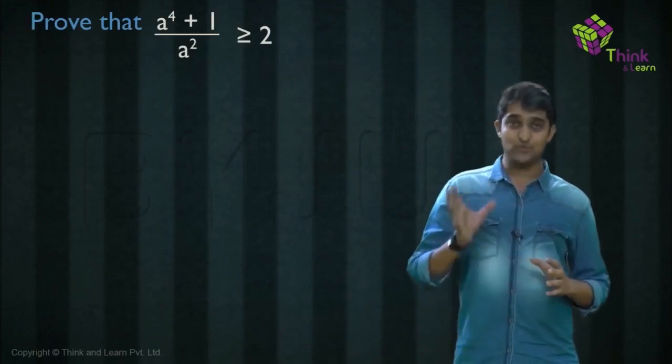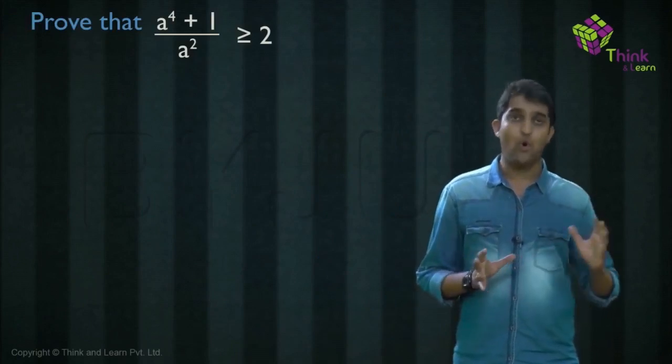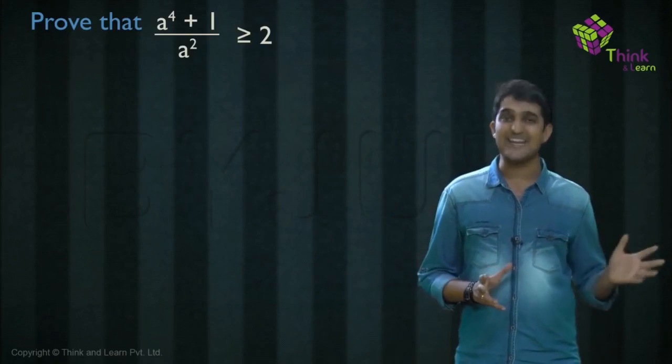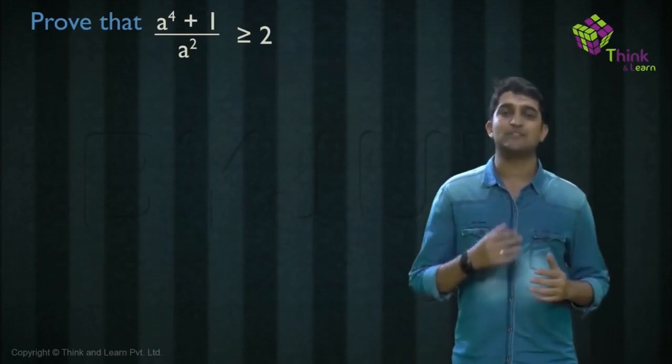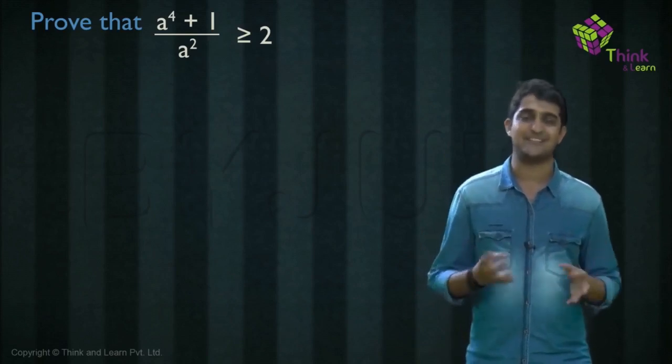So let us consider this one problem. This problem looks very complicated with this fourth power and second power. I am asking you to prove that (a^4 + 1) divided by a^2 is greater than or equal to 2. Now you have to prove this to me. I know that you will take this, do multiple simplifications and come to the answer.